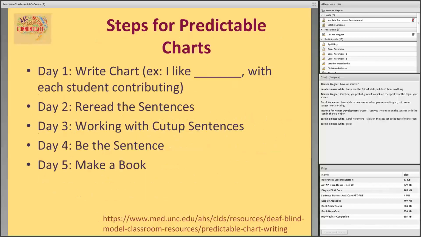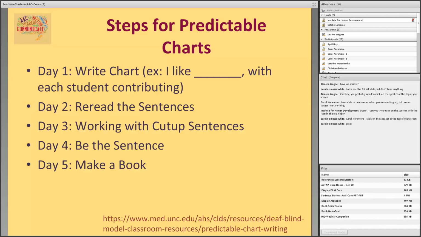Steps for predictable chart writing. Number 1, on the first day, we write a chart. So here's an example of a sentence starter, something I like. So each student talks about something that they like, and we write it on a chart. Then day 2, we reread the sentences. Day 3, we cut up the sentences and work with the individual words. Day 4, we put the words back together so the students can be the sentence. And day 5, we make a book.